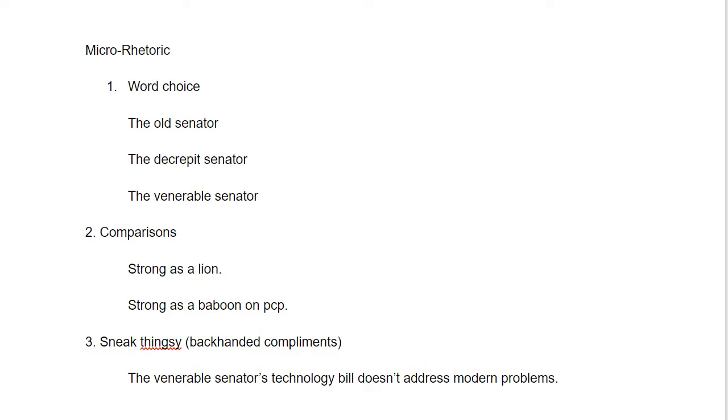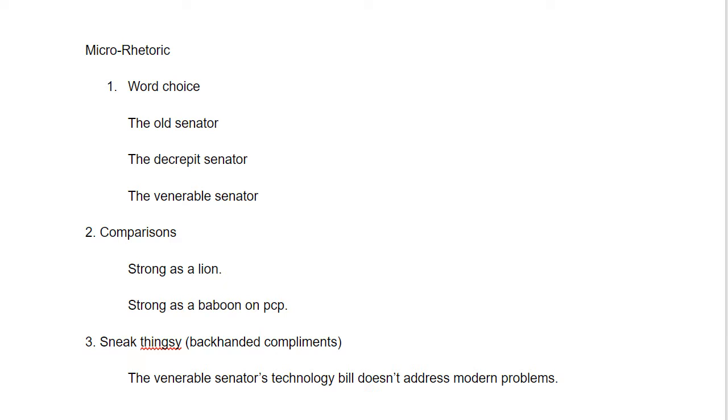Rhetoric is the most important skill on earth. It is the ability to use words to persuade other people. It's what leaders, politicians, advertisers, the best people in history and the worst people in history all use rhetoric to influence people. And we're going to begin our study of rhetoric with micro-rhetoric.